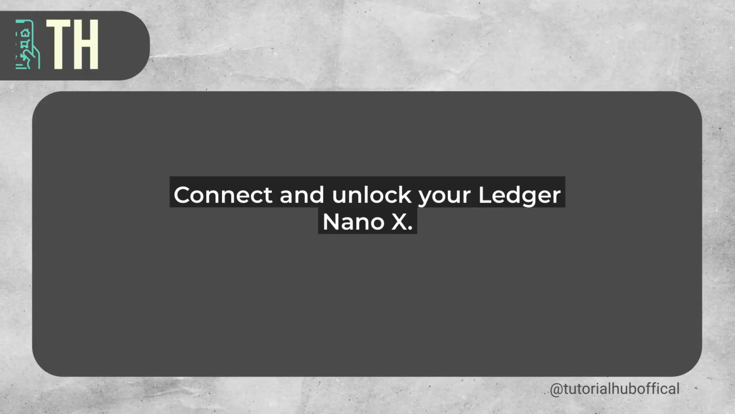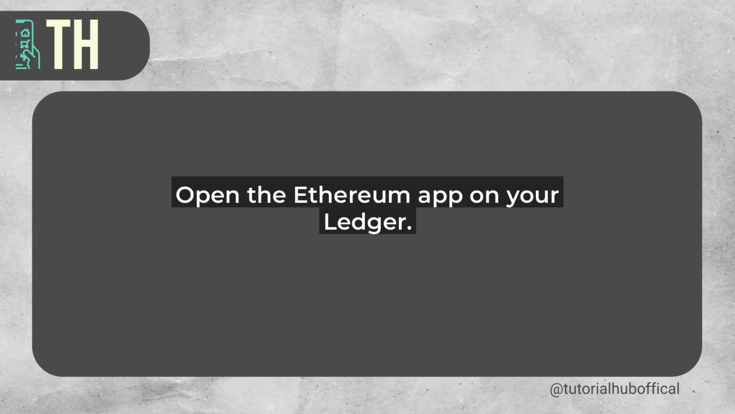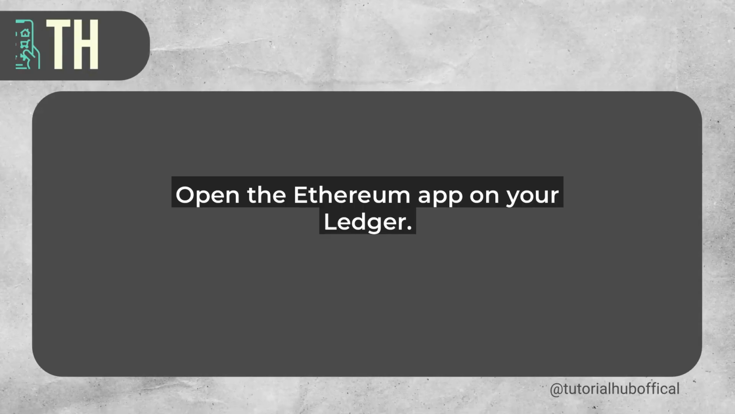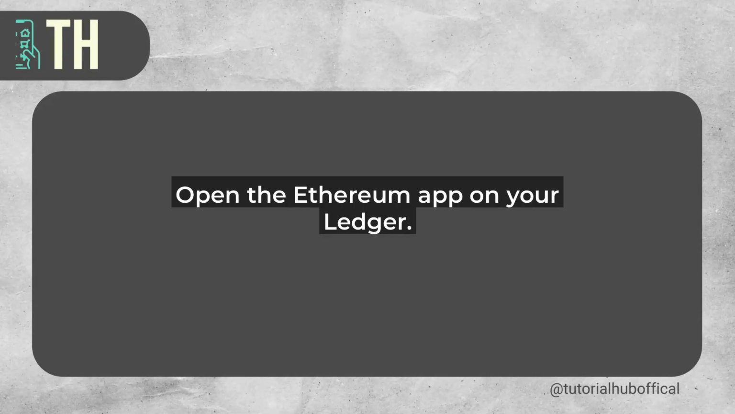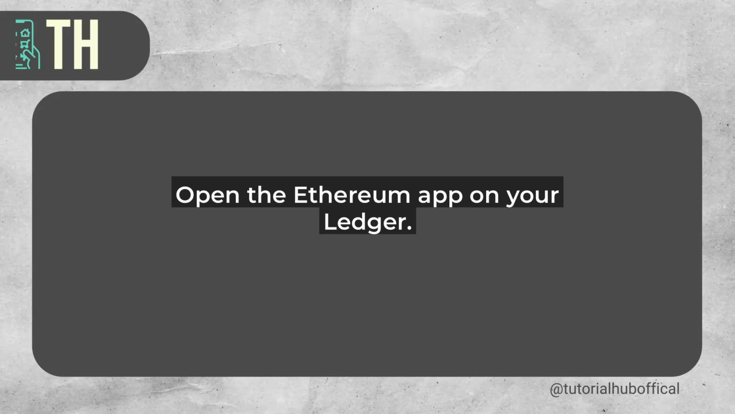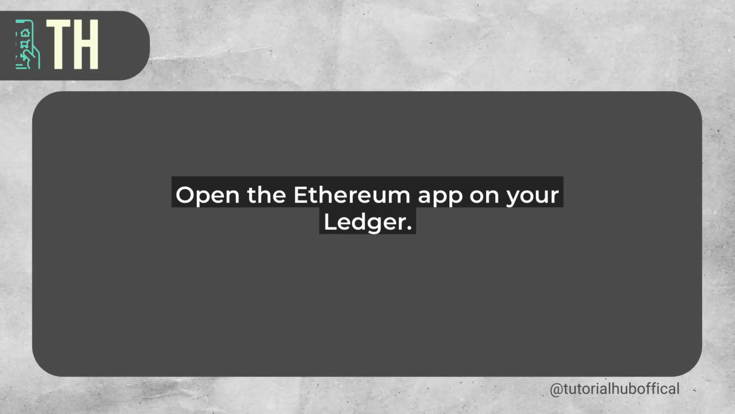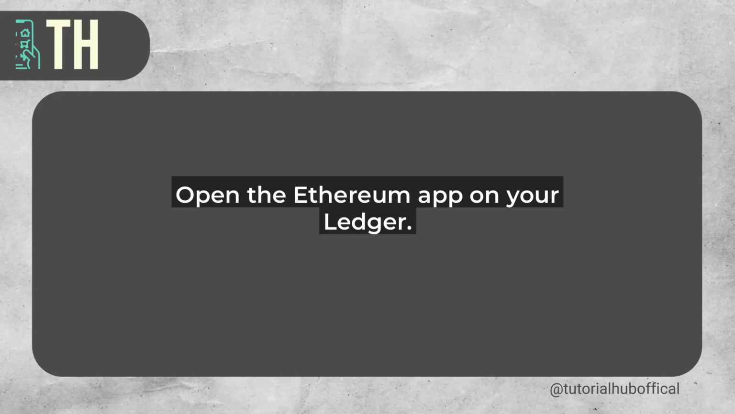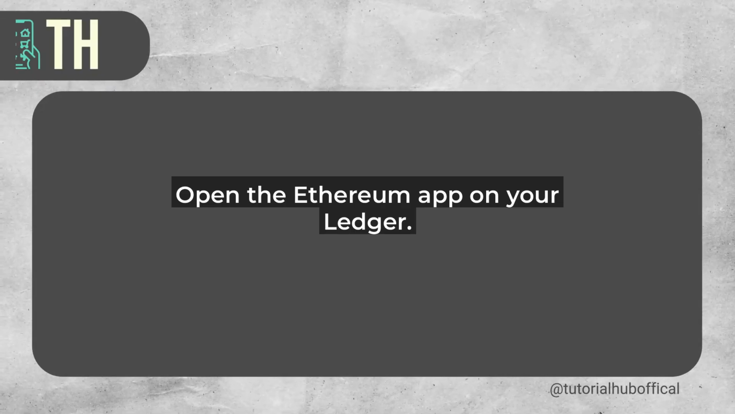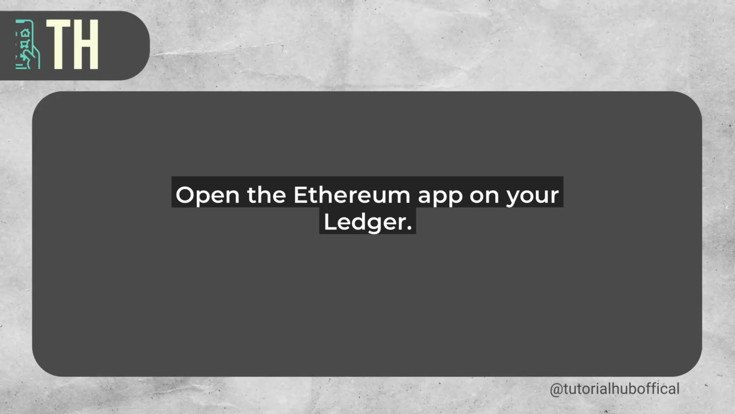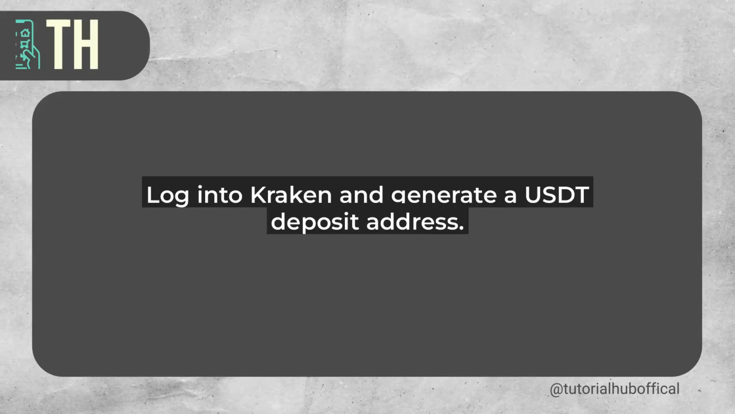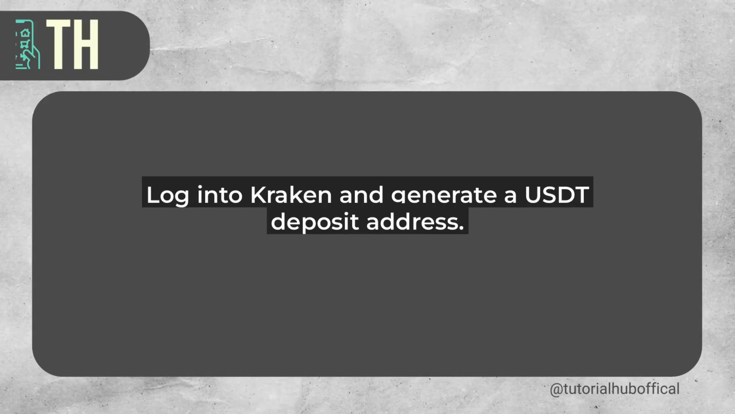First things first, make sure your Ledger Nano X is fully set up and updated. Why? Because 2025 brings new security protocols, and you don't want to miss out. Start by connecting your Ledger to your computer via USB and enter your PIN to unlock it. Once you're in, open the Ethereum app on your Ledger since USDT is an ERC20 token. That's the standard for most crypto transfers these days.